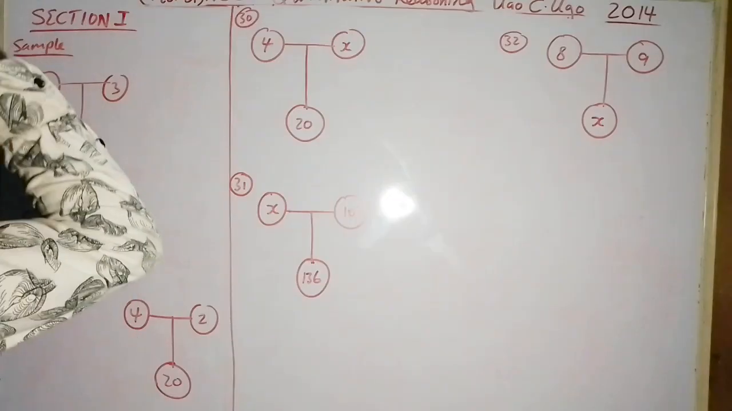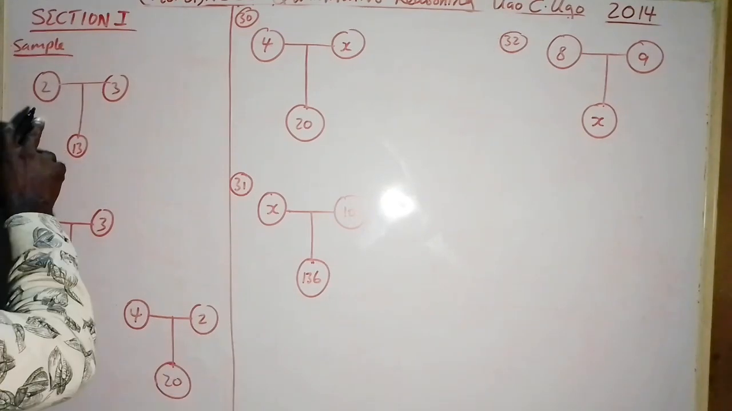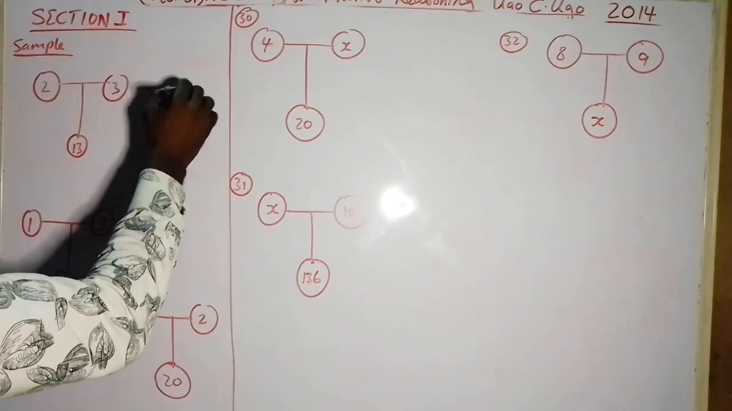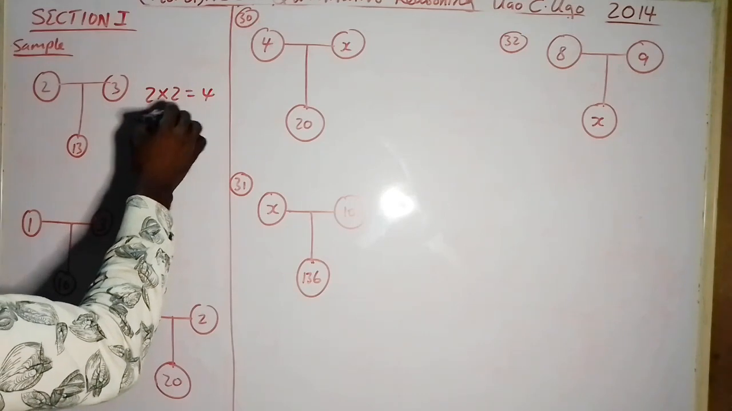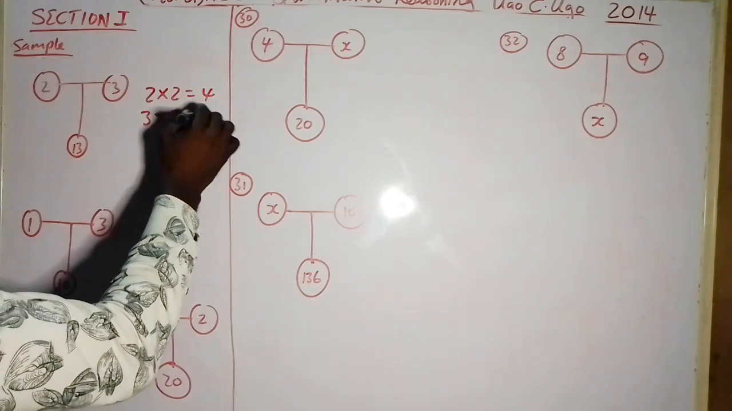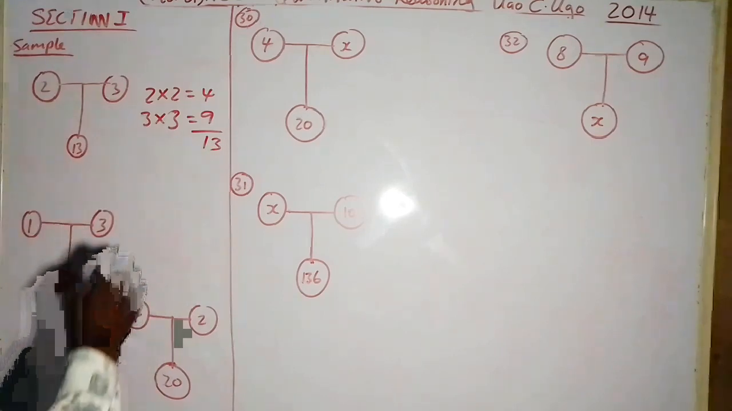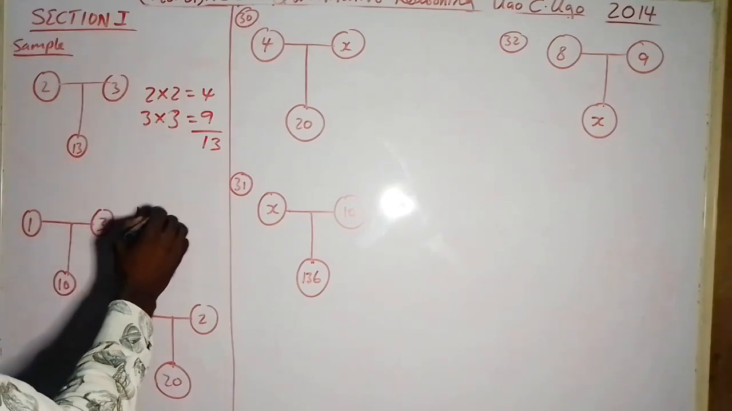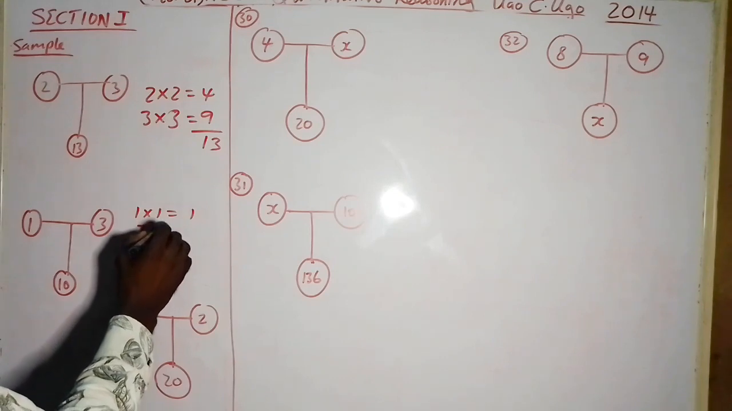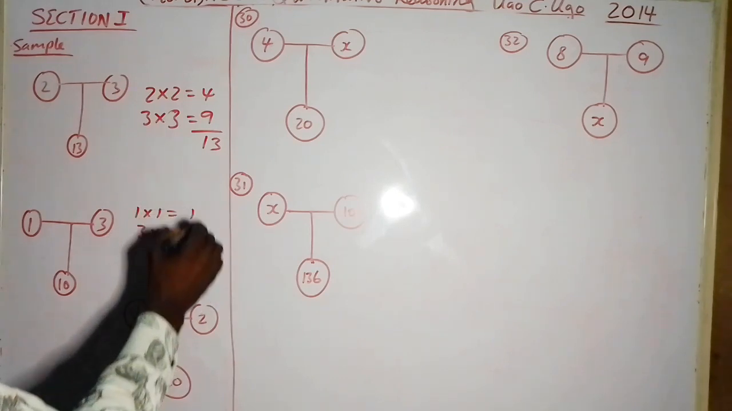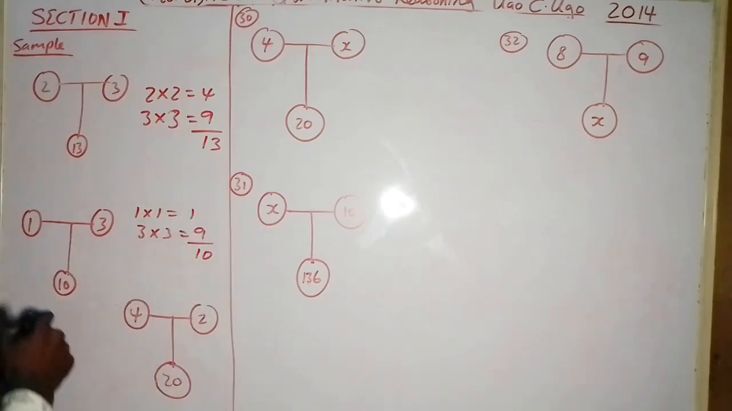Alright, to solve this, to look for 13, we say 2 times 2, that's 4. 3 times 3 gives us 9. 9 plus 4 is 13. That's how we got this 13 here. For the next one, we say 1 times 1 is 1. 3 times 3 is 9. 9 plus 1 gives us 10. That's how we got our 10 here.